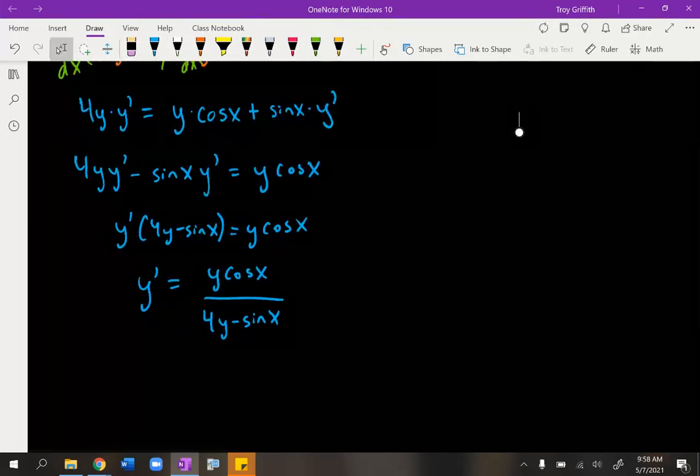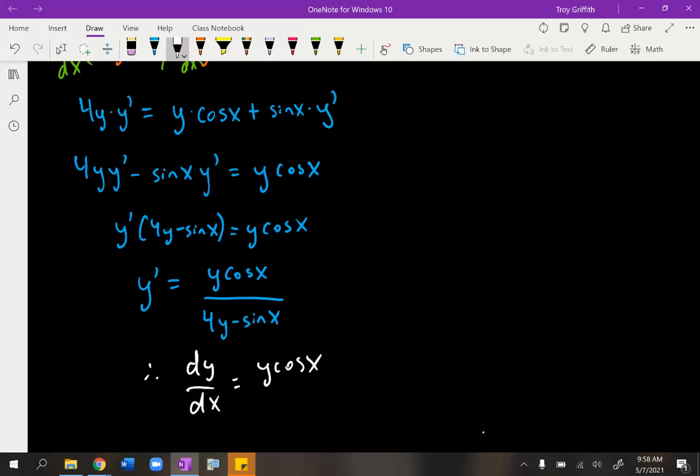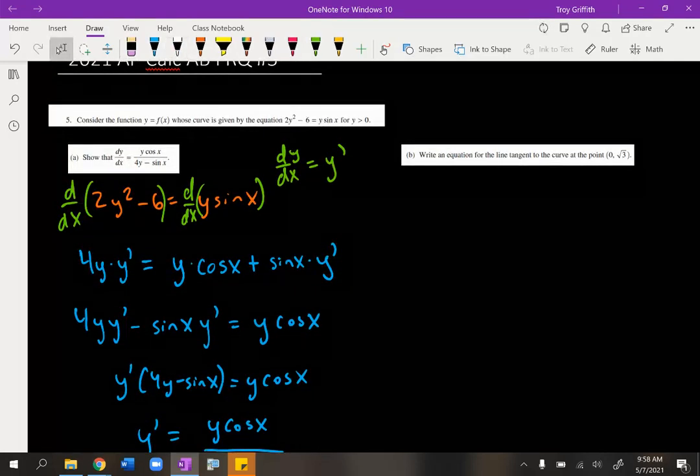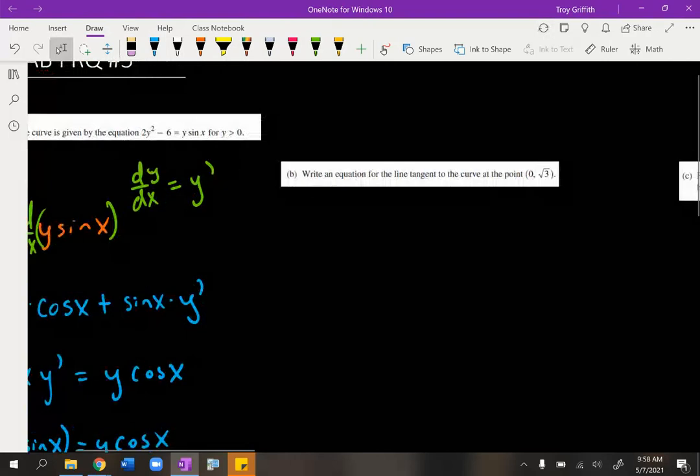So I'll conclude by saying, therefore, dy/dx is equal to y times the cosine of x divided by 4y minus sine of x. So not too bad on the first one, just taking a derivative using implicit differentiation.